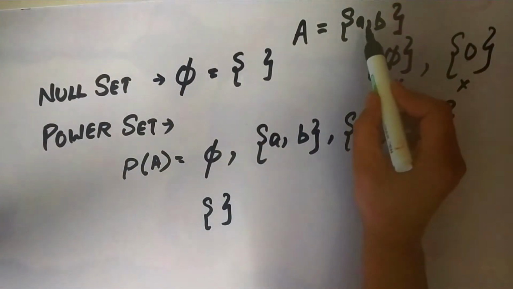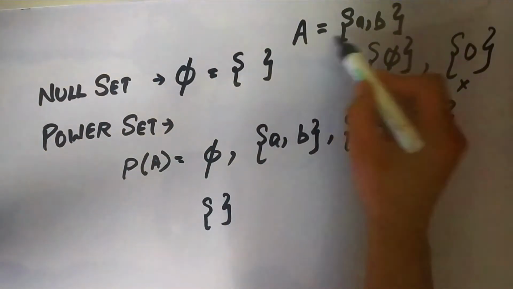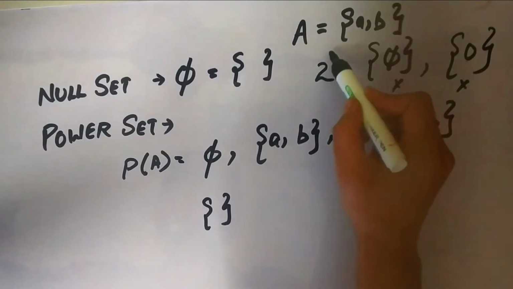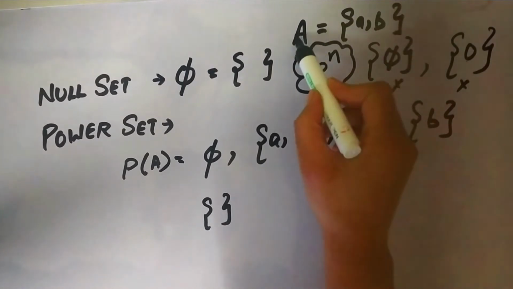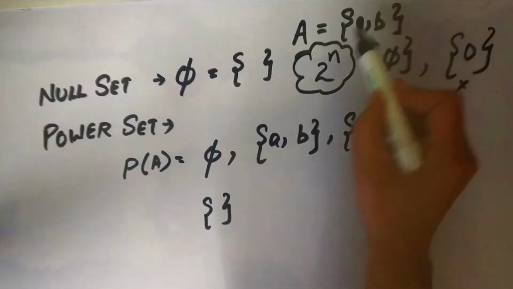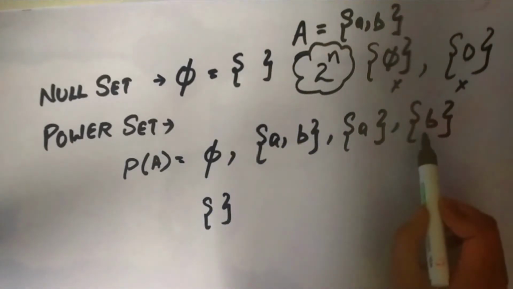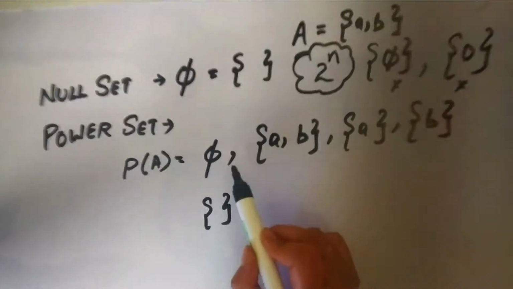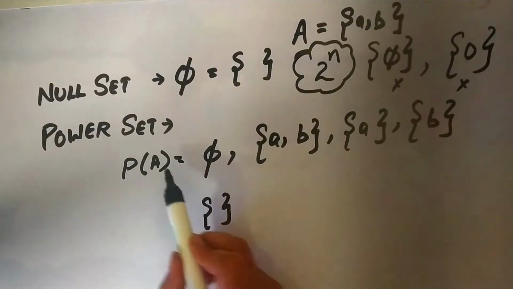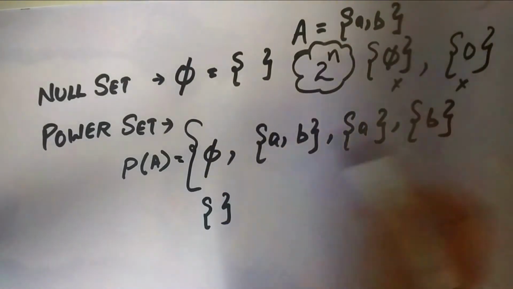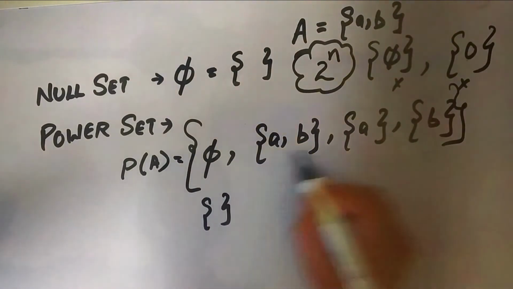Because the number of elements is 2, the number of subsets in any set is actually 2 raised to power n, where n is the number of elements. As A has 2 elements, it's 2 raised to power 2, that means 4. So the number of subsets is 4. Power set is the set of all possible subsets. So I have written subsets, but power set is a set, so don't forget to put these curly brackets because power set is a set of subsets.